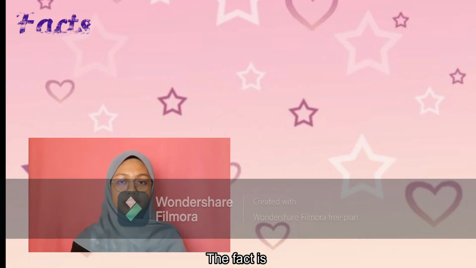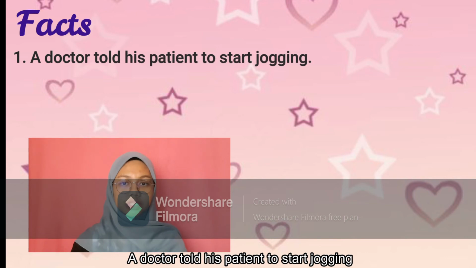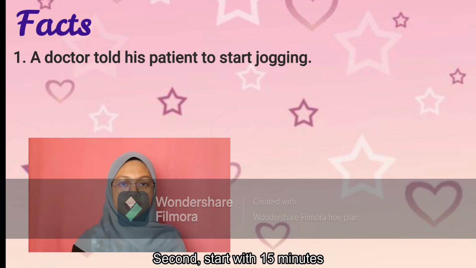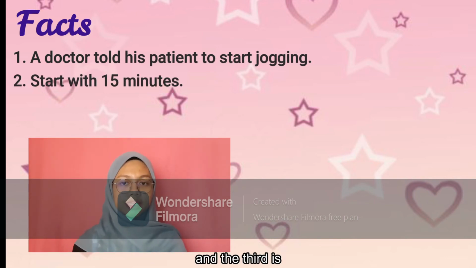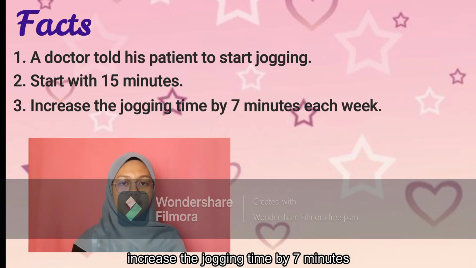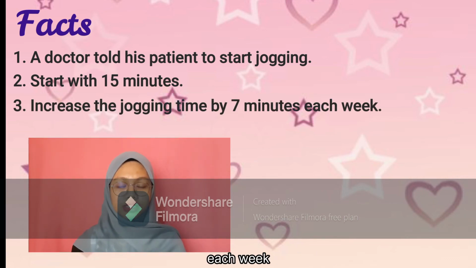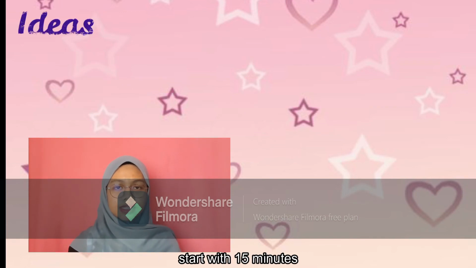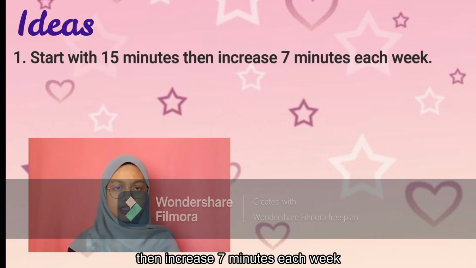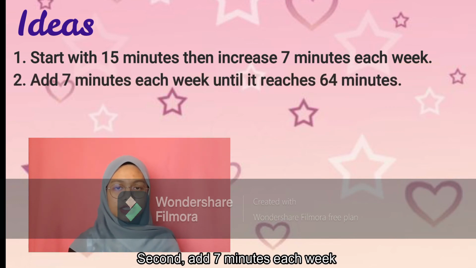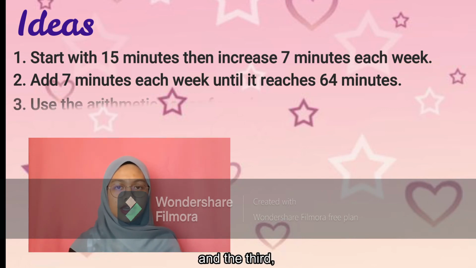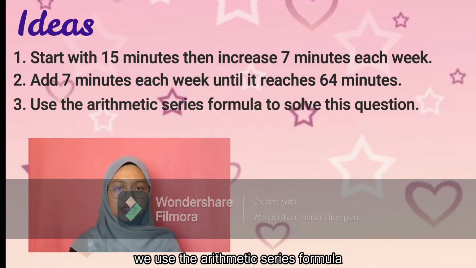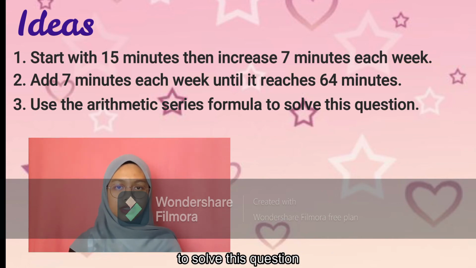The fact is, a doctor told his patient to start jogging. Second, start with 50 minutes, and the third is increase the jogging time by 7 minutes each week. So the idea from the fact is start with 50 minutes, then increase 7 minutes each week. Second, add 7 minutes each week until it reaches 64 minutes. And the third, we use the arithmetic series formula to solve this question.